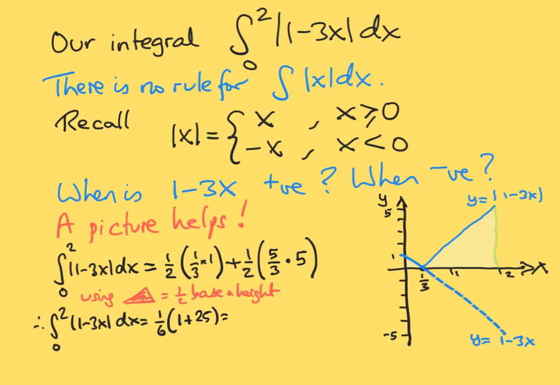So this is 26 over 6. 2 is a common factor top and bottom, so it is 13 over 3. And this is positive, as would be expected, because our integrand is a modulus and it's always positive. We're integrating from 0 to 2, so we expect to get a positive result. And that is our answer for this integral.